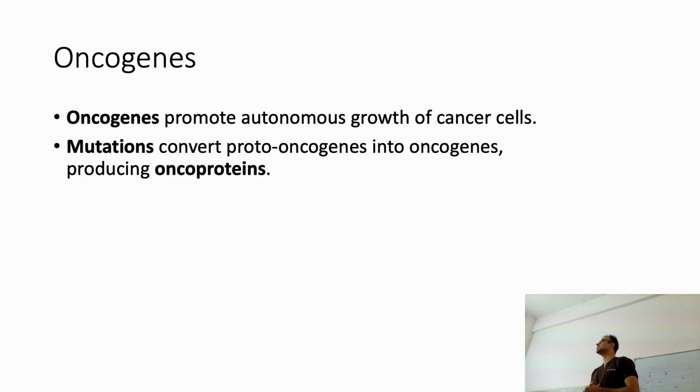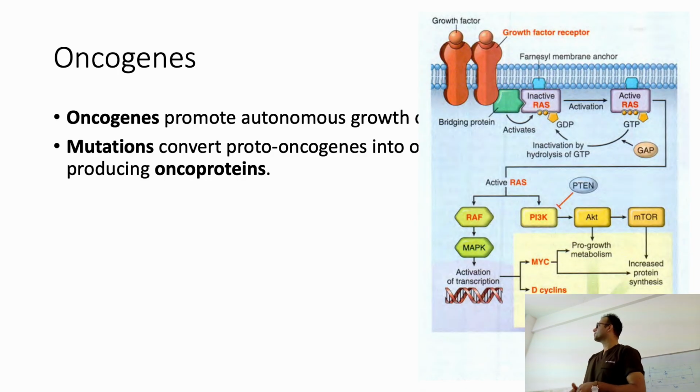So, as I said, the three major things, the oncogene, tumor suppressor gene, and DNA repair gene, are the heart of carcinogenesis. I'll start with the oncogenes, which promote the autonomous growth of the cancer cell, and the mutation of which will convert into the proto-oncogenes, and which will ultimately produce the oncoprotein, which will go and encode the DNA to proliferate abnormally.